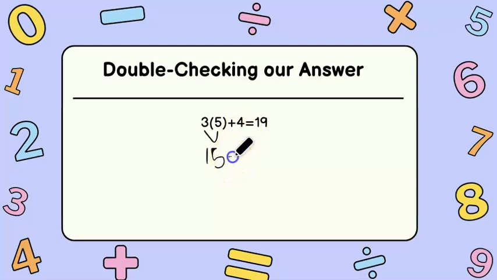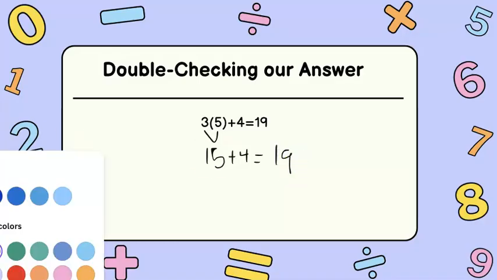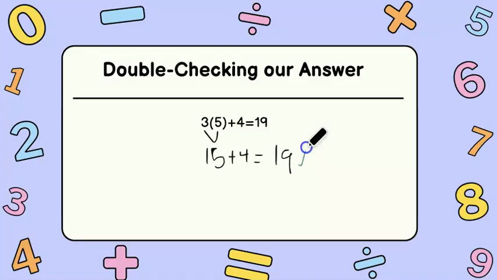We're going to bring this down, plus 4. We're going to solve this. 15 plus 4 equals 19. Here, we know that both our answers are correct. And this is how you solve an equation.